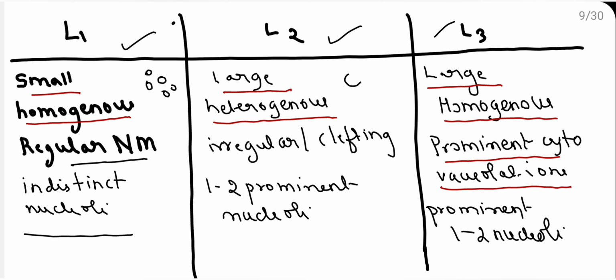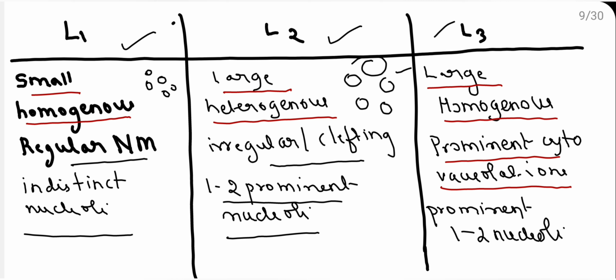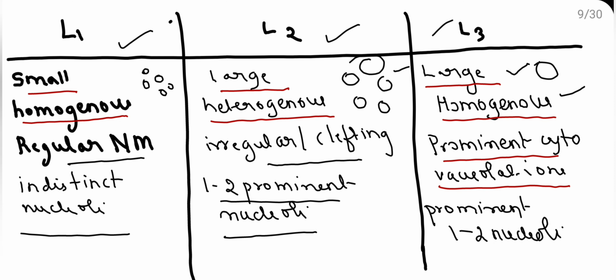Whereas in L2, they are large cells, but a heterogeneous population, that is a few are large, and there is variation in the size of the lymphoblasts even though they are large. The nuclear membrane is irregular with clefting, and 1 to 2 prominent nucleoli are seen, then it is L2. Coming to L3, similar to L2, you are also seeing large cells in L3, but they are homogeneous, unlike L2, which are heterogeneous. And you are going to see vacuolations in the cytoplasm of these cells, and the nucleoli are 1 to 2.